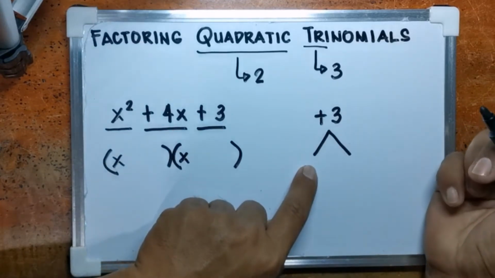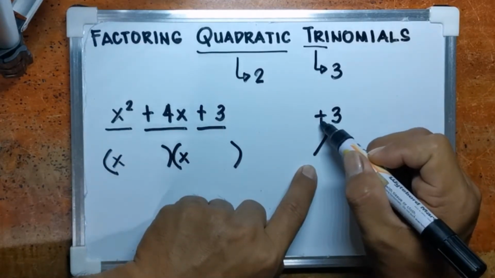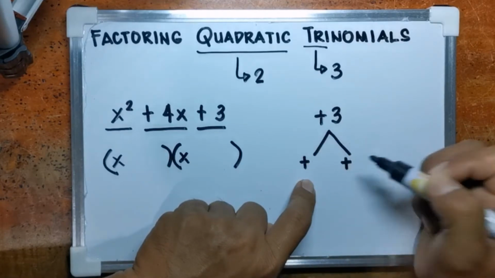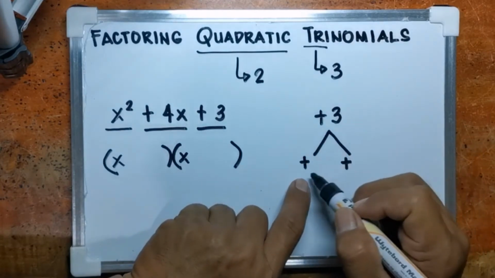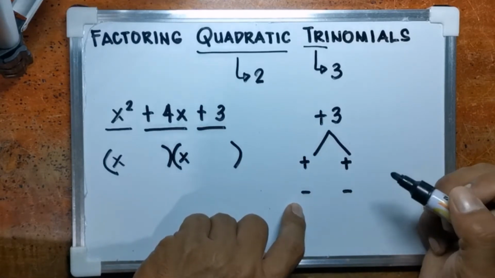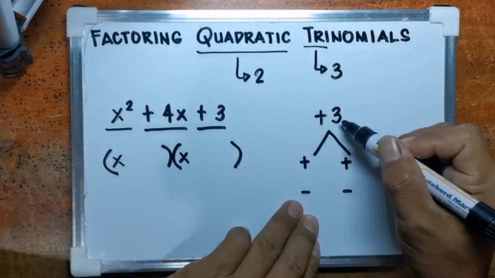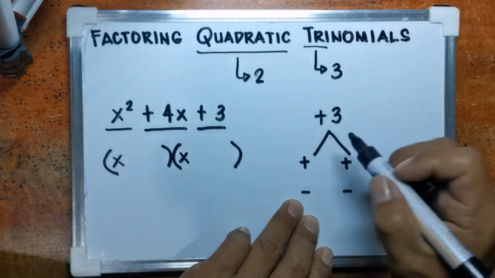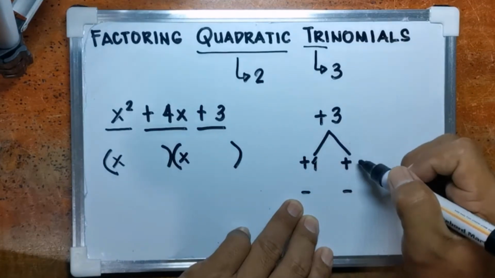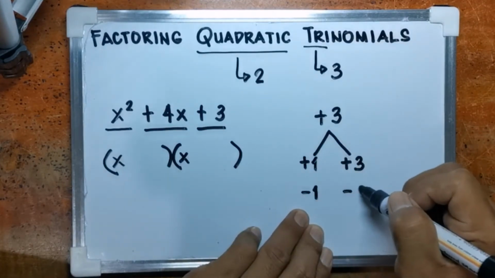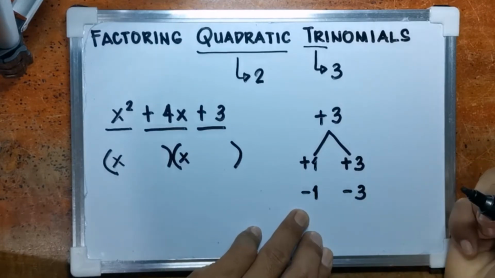So for positive 3, kukuha natin yung kanyang factors. Since positive siya, ibig sabihin, yung dalawang factors niya, pareho ang sign. So it's either pareho silang positive or pareho silang negative. Now, since 3 is a prime number, wala na siyang ibang factors kundi 1 and 3 lang. So it's either positive 1 and positive 3 or negative 1 and negative 3.